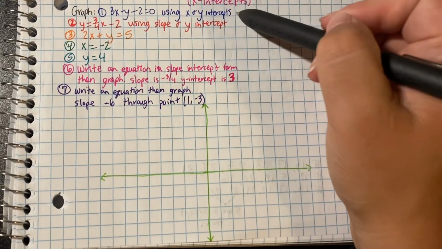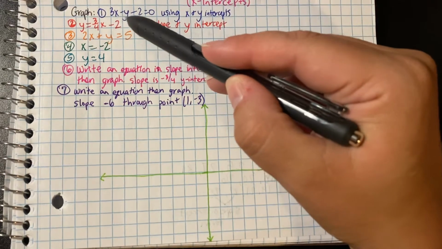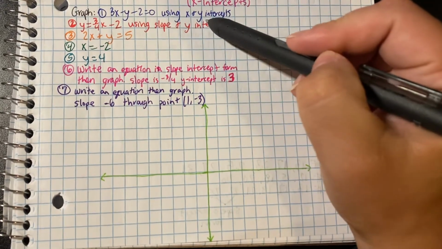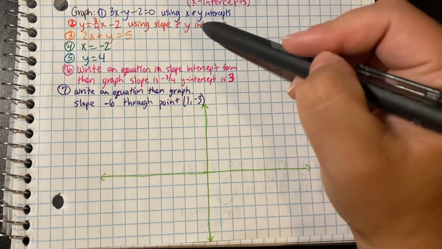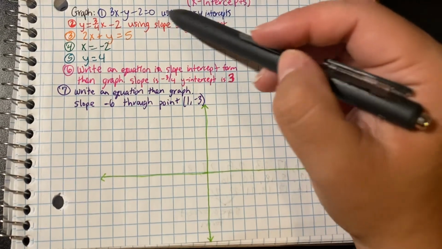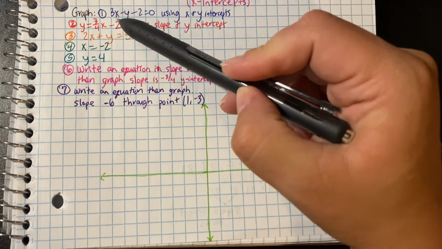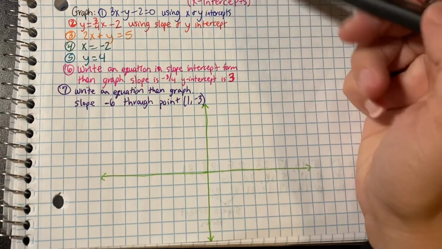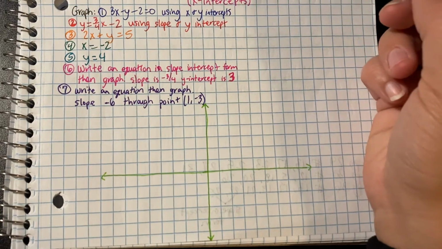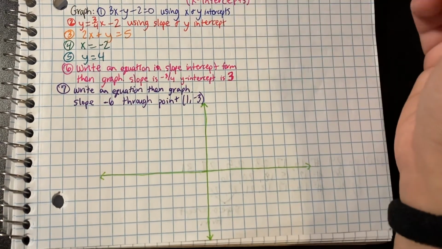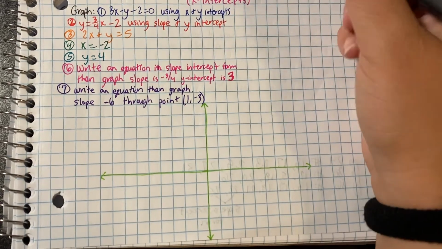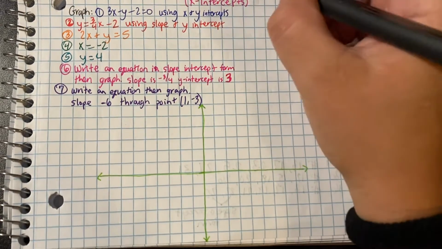So, first one right here, 3x minus y minus 2 equals 0 using x and y intercepts, okay? So what we're going to do is we're going to plug in 0 for x, solve, and then 0 for y, solve, and then we'll have intercepts to graph. Okay, we'll see how I do this because I didn't leave myself much space to work. See what magic I can pull here.